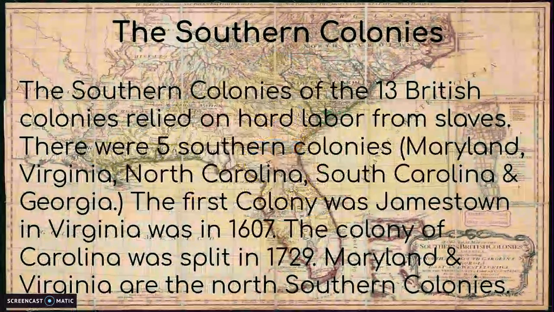And then the southern colonies, there were five. They were basically slave trade areas where there were cotton exports and tobacco exports. They were Maryland, Virginia, North and South Carolina, and Georgia. And the first colony that the English even settled was Jamestown in 1607, and then the Carolinas and Maryland, and we'll get on to that after.